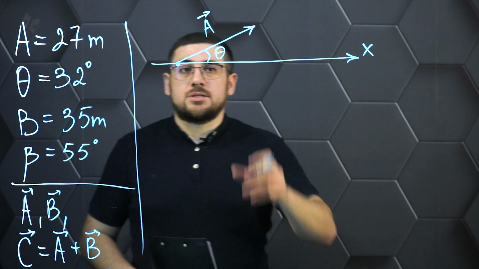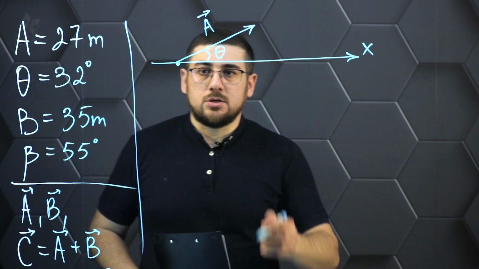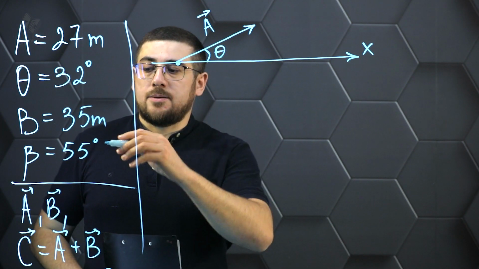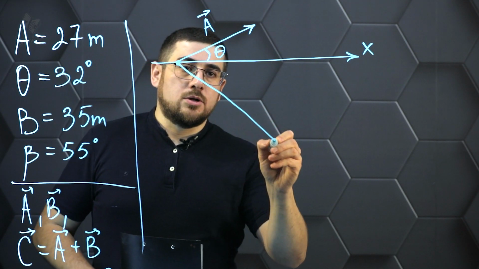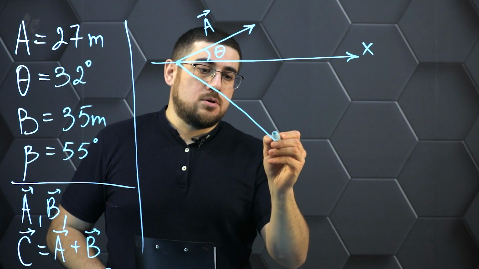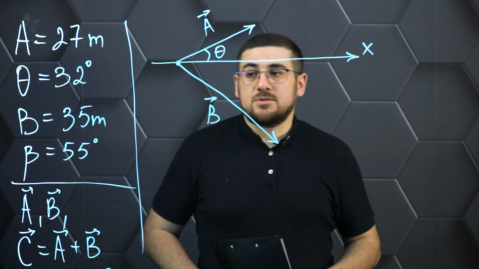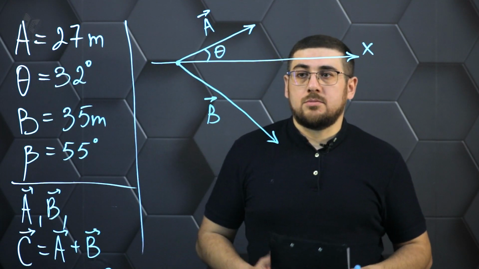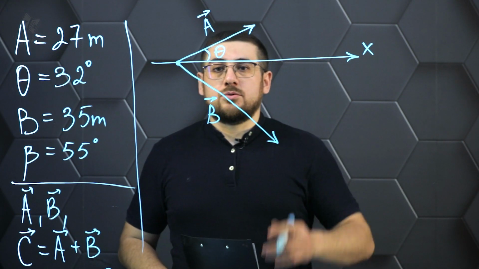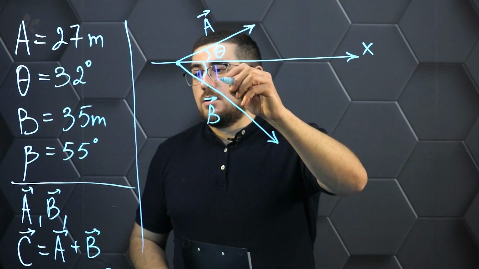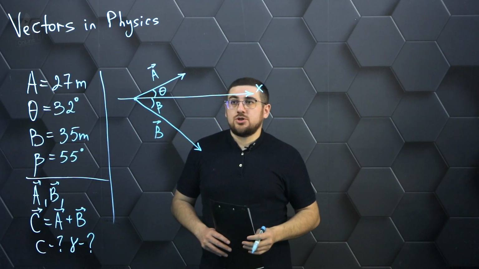And the length of this vector is 27 meters. We pay attention to the fact that the length of vector B is 35 meters. This we must also display in the figure. That is, vector B is drawn at an angle of 55 degrees below the x-axis, and we draw it approximately in this way. And the length of this vector B, of course, we also try to depict in accordance with the value of the parameter of this vector. So, we have two vectors. We have plotted them in the figure. Denote the second angle beta, which we will also use in solving this problem.